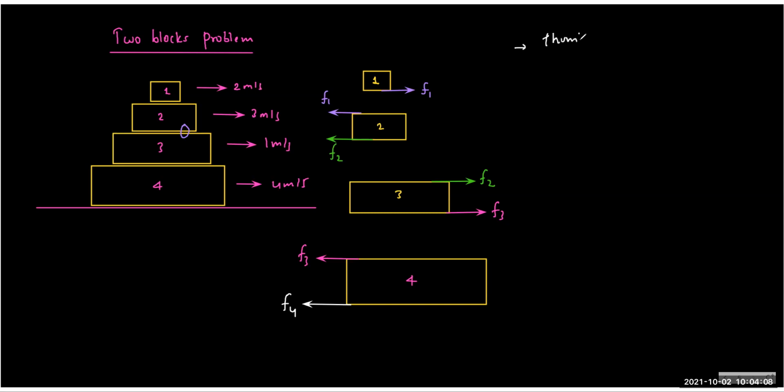The thumb rule for direction of friction. Step 1, assume there is no friction.